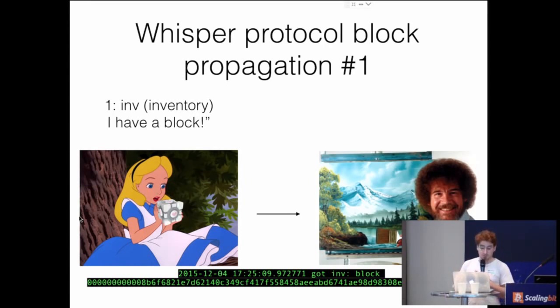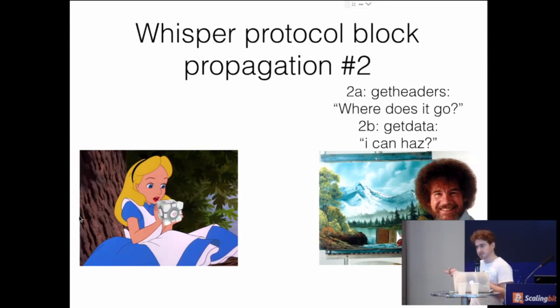Then Bob will look, and if he has that block already, he'll ignore it. If he doesn't have that block, then he does two things in quick succession. First, he says, give me the headers, tell me where in the blockchain that fits. And then immediately afterwards, he says, and give me the actual block data. One problem that we ran into is that the getheaders function locks cs_main. So if you are doing getblocktemplate, you can't actually submit the headers. You can't actually propagate the blocks until your getblocktemplate finishes.